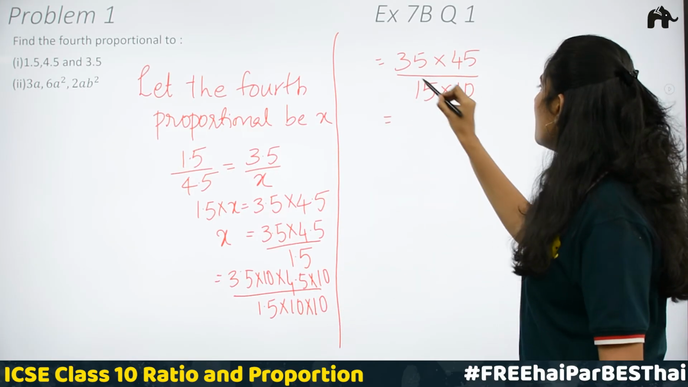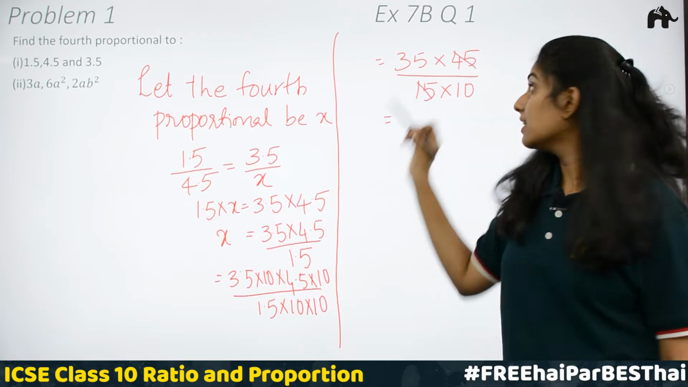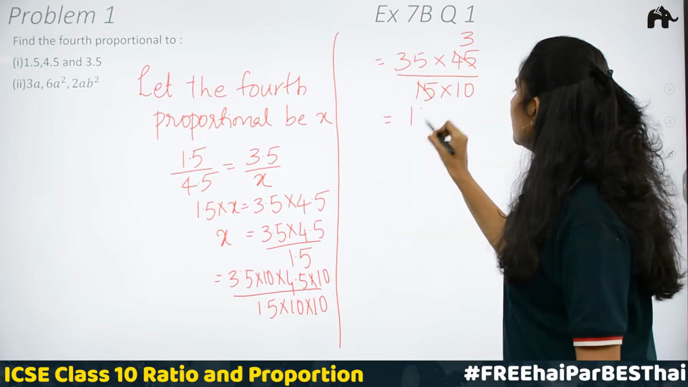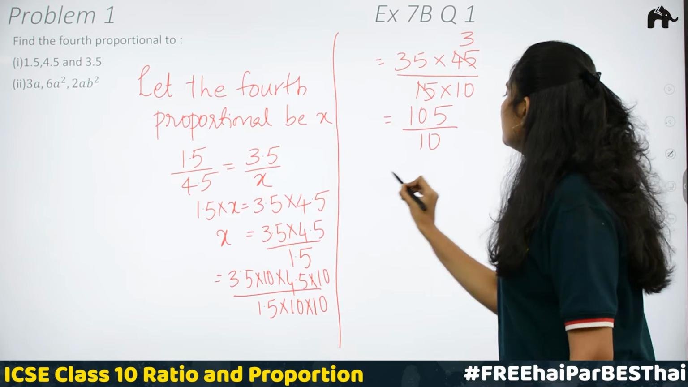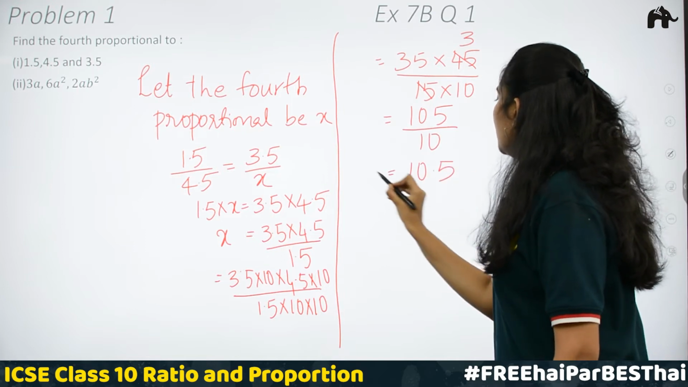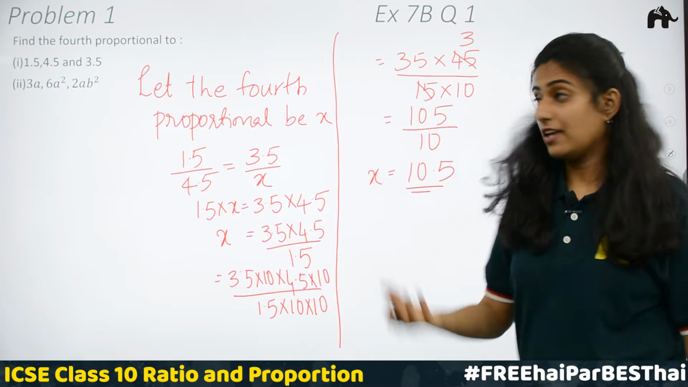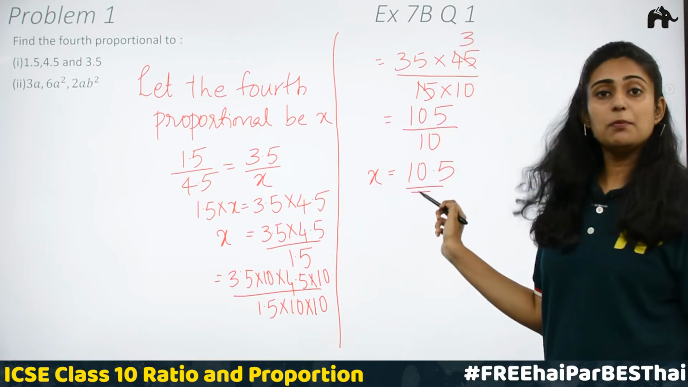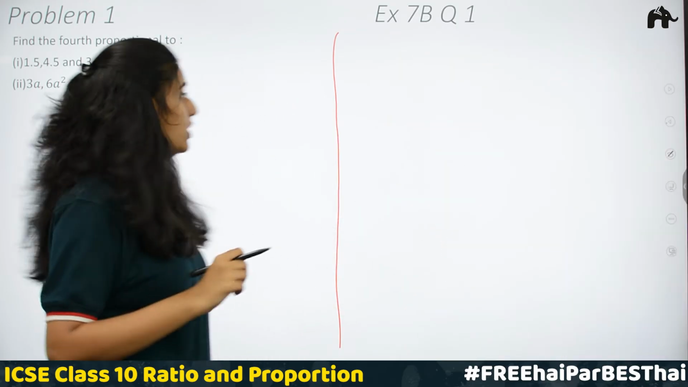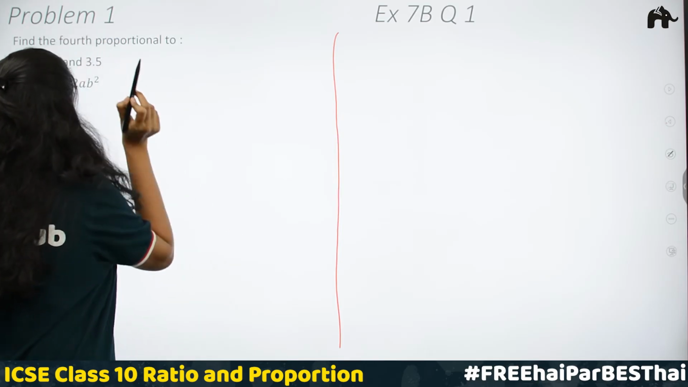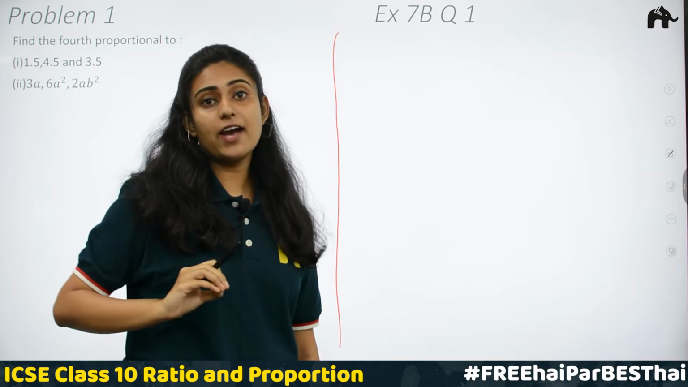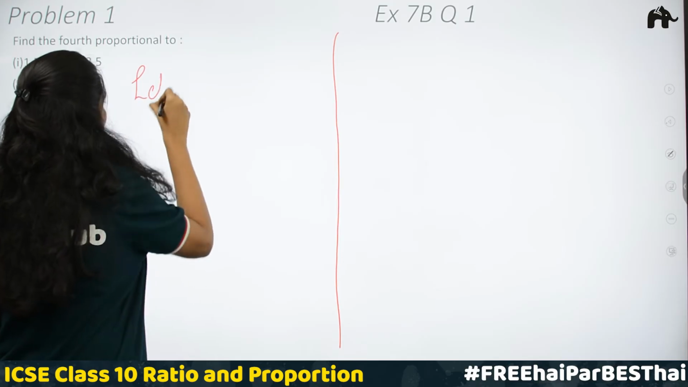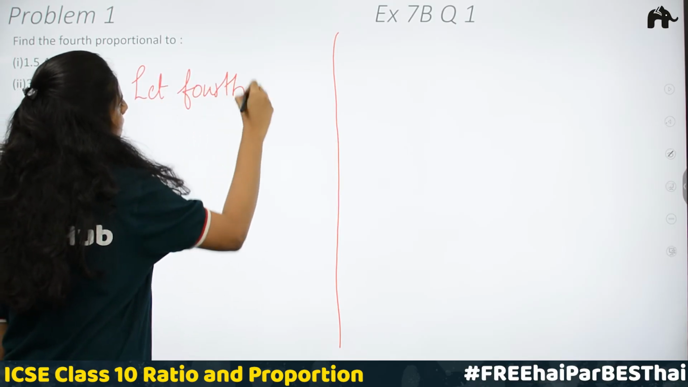That is equal to 15 and 45 can be cancelled. We get 3. 15 into 3 is 45. 35 into 3, you will be getting 105 divided by 10, which is equal to 10.5. The value of x is 10.5. What is x? X is the fourth proportional. We got the fourth proportional as 10.5. Clear? Now the second question, 3a, 6a square, 2ab square. We need to find the fourth proportional. Again, we will take the fourth proportional as x.